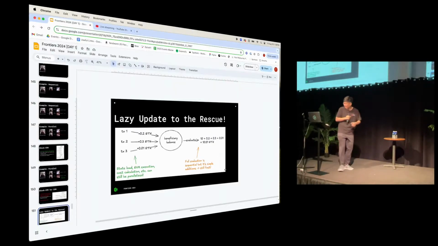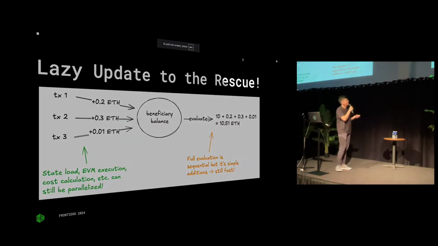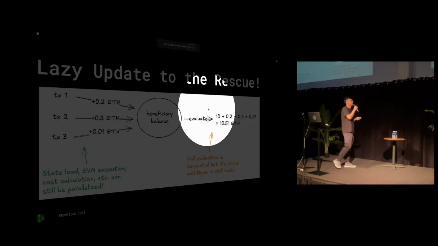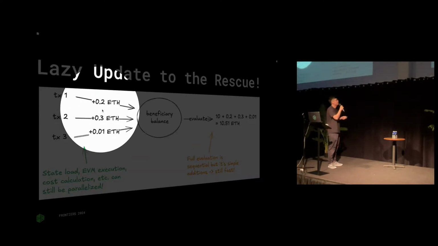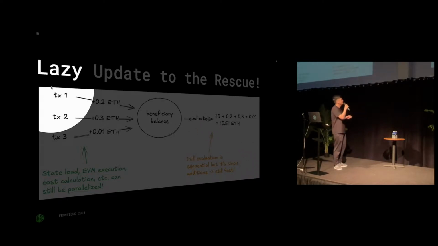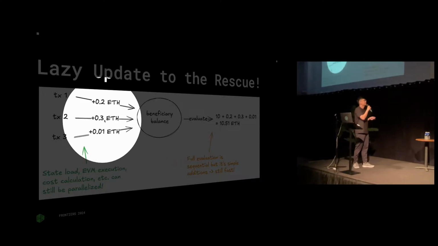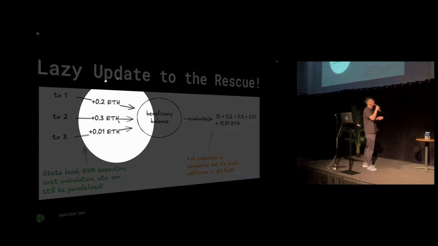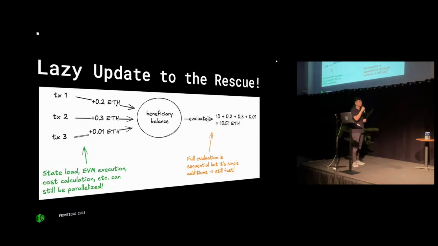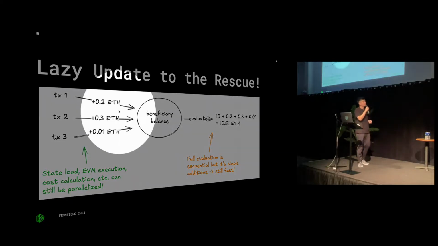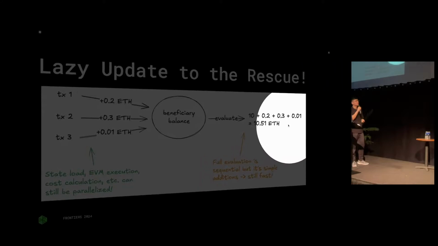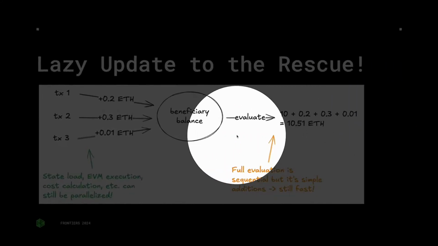I just want to, oh sorry, I keep misclicking. So I don't care what the current balance is. I will just add 0.2 to it as gas payment. And for the second transaction, it doesn't have to read the current balance at all. Just say whatever it is, I'm just going to add 0.3 to it. And so we only fully evaluate this at the end of the block or when there's an explicit read to the beneficiary balance. So the full evaluation is still sequential, but it's a very simple addition, and so it's very fast.